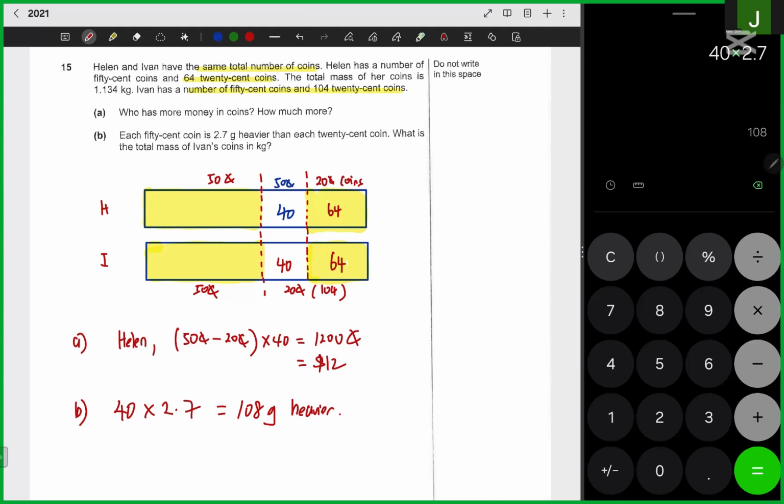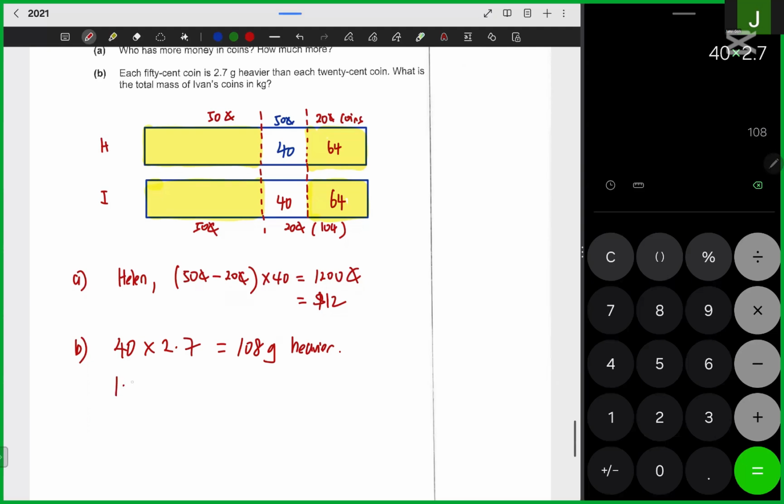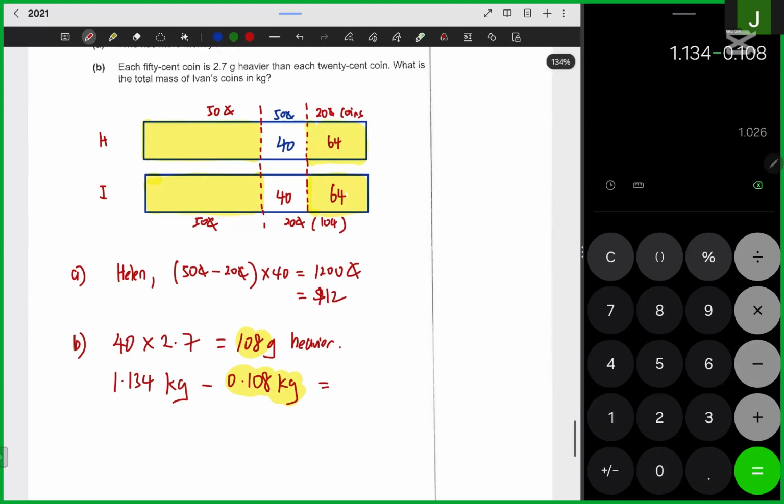What is the total mass of Ivan's coins? So 1.134, take note, this is kg. You need to minus away 0.108 kg, which is the 108 gram converted into kg. So 1.134 minus 0.108 equals 1.026 kg. That's all.